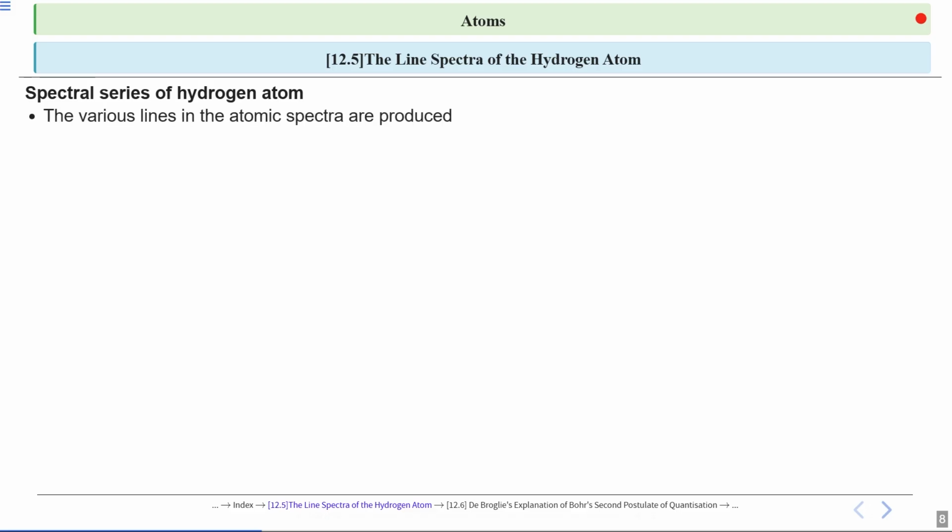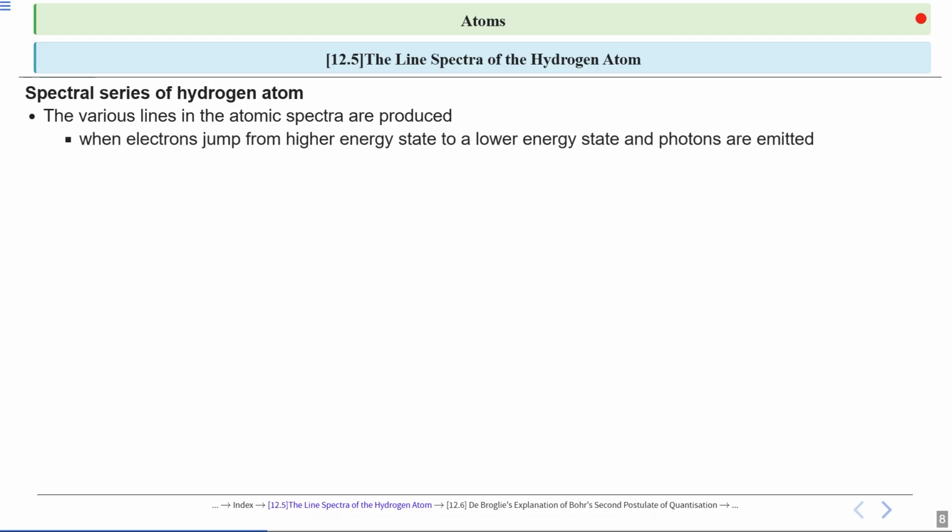Now let's see how these lines are actually produced. Notice that these lines appear when electrons jump from a higher energy state to a lower energy state. When this happens, the atom releases energy in the form of a photon, which is a particle of light. For example, if an electron falls from the third energy level to the second, it emits a photon with a specific amount of energy, and that's what creates a visible line in the spectrum.